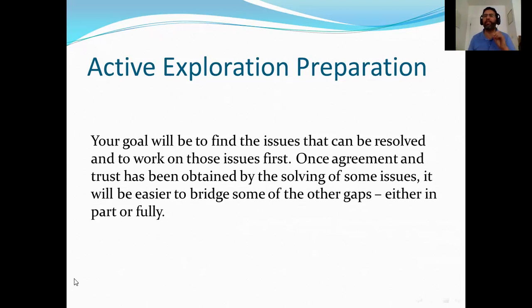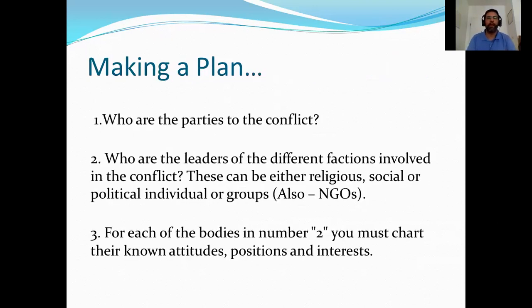If you feel the issue is approachable, if it is a core belief or cultural issue, approach it gently. If you feel that it's going to cause too much resistance, back off and solve it at a later date or at a later stage, if at all. So basically, you're going to have to turn in a plan to me.